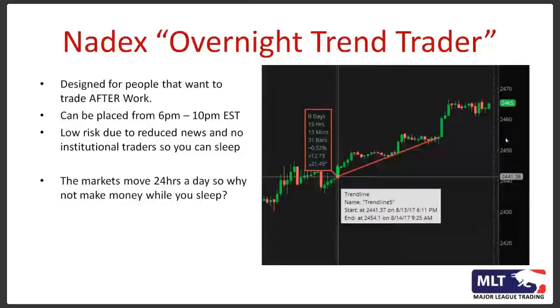In this case, if you look at this chart, let me explain it for the people that aren't good with this. Right here, this is 6:11 p.m. You'll see it right here, right? You guys see my cursor? This line traveling up traveled 12 points to here. When did it end? 9:25 in the morning.